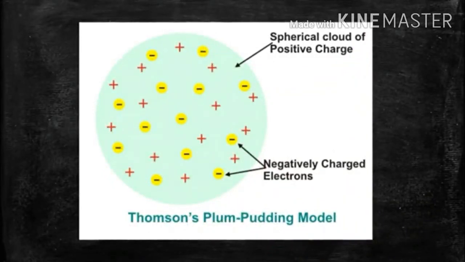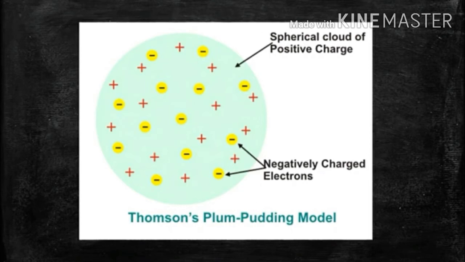Now we'll study Thomson's plum pudding model of atom. Plum pudding is a sweet dish which is prepared at Christmas. The plum pudding model of atom put forth by Thomson in the year 1904 is the first model of atomic structure. It resembles the plum pudding.